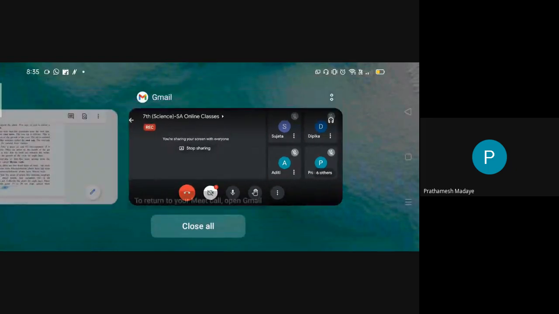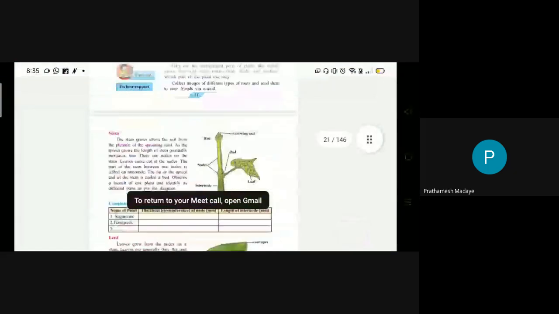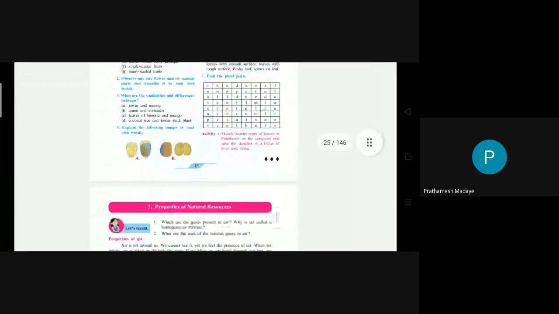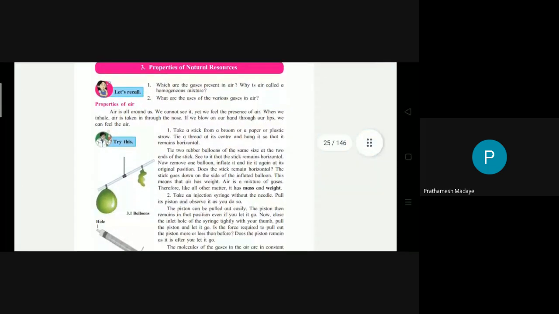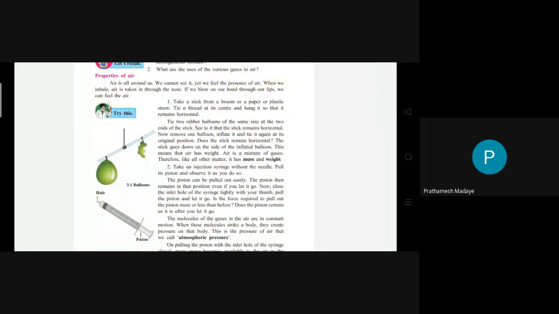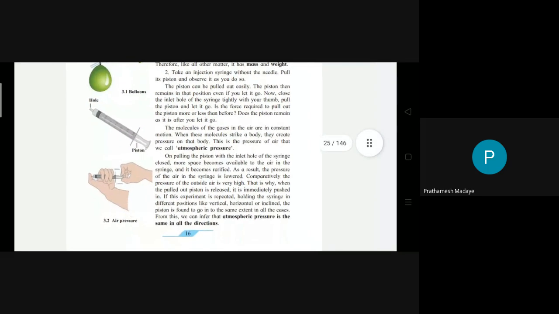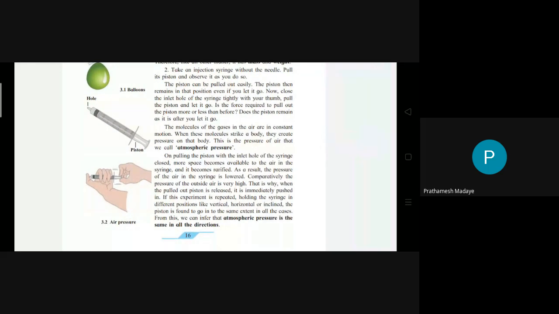Okay, now we will take lesson number 3. Properties of natural resources. Okay, in that we have learned about properties of air, water and land. See, in the properties of air, we have learned about this activity in which we find out that air is a mixture of gases and therefore like all other matter, it also has mass and weight. Okay, then the molecules of the gases in the air are in constant motion. They are always in a constant motion.